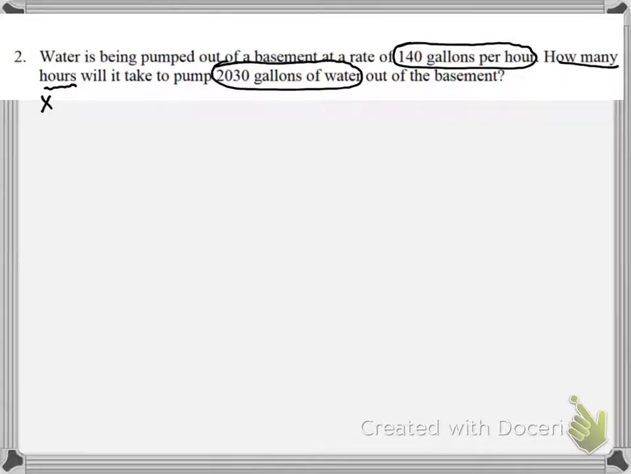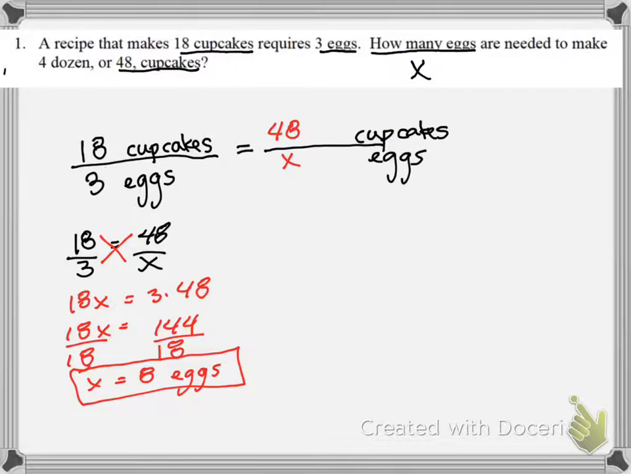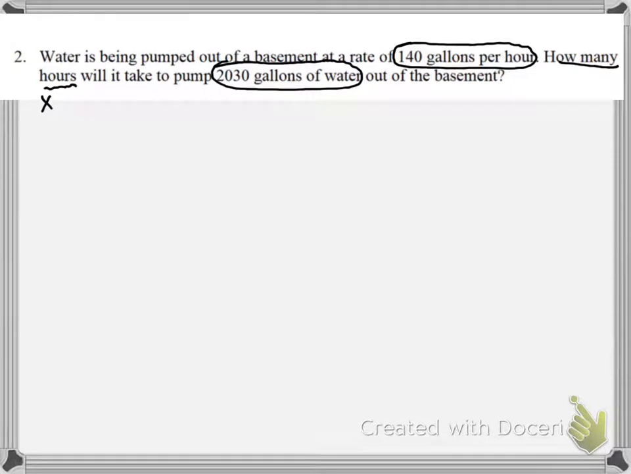Okay, so this one's a little bit tricky because you might notice we only have 2 numbers this time and not 3. So what are the 2 units? If you look at the last problem, remember our 2 units were cupcakes and eggs. So pause this video and see if you can figure out what are the 2 units in this problem. If you said gallons and hours, you are correct.